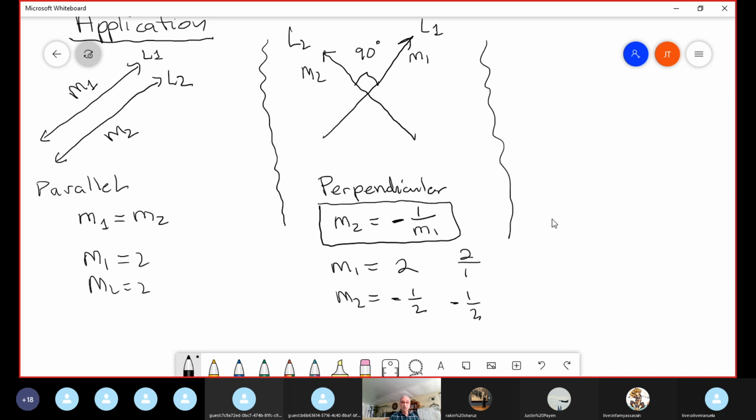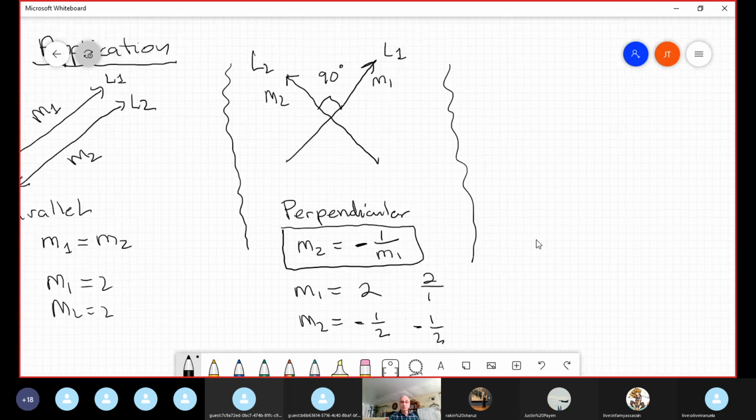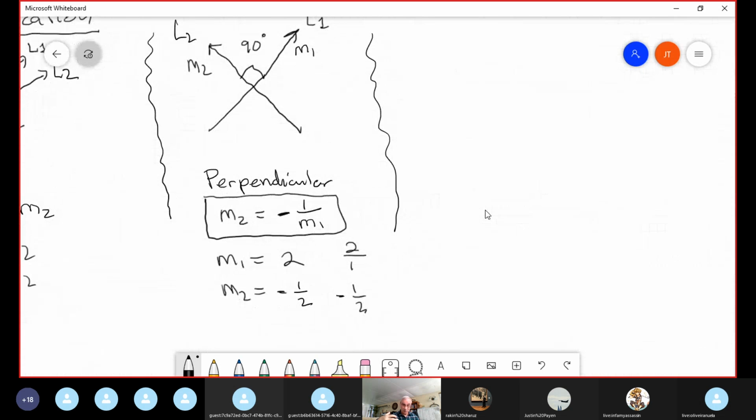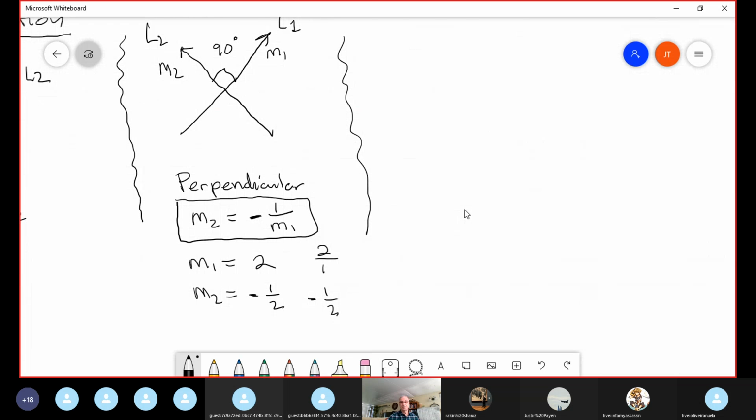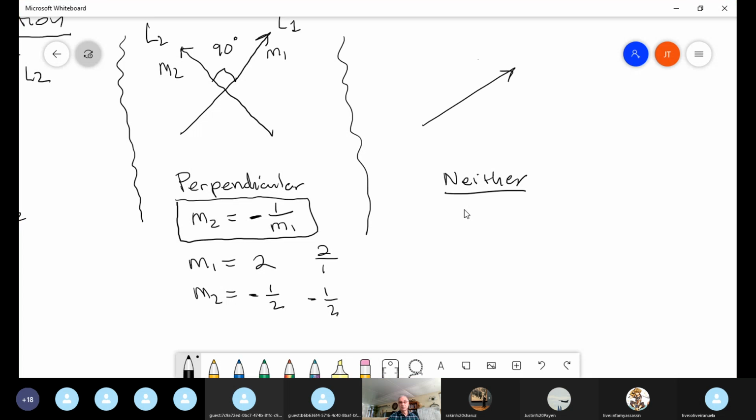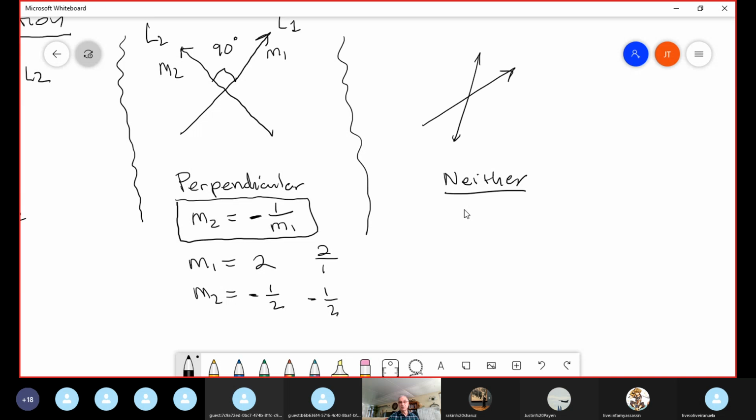So the relationship between the slopes of perpendicular lines is reciprocal, and you change the sign, opposite sign. And neither is no parallel nor perpendicular. Neither is a totally different relationship. Maybe it's intersecting, but not necessarily at 90 degrees. It's another angle. It's neither.